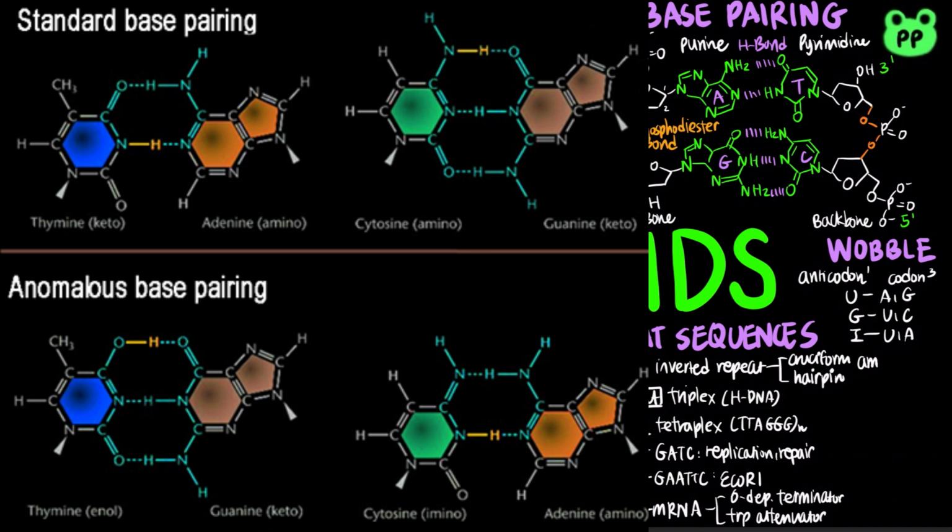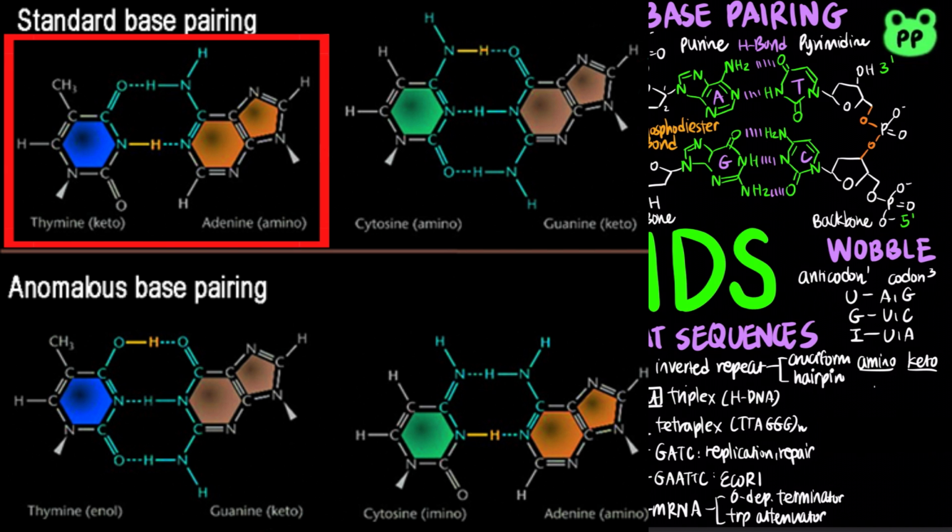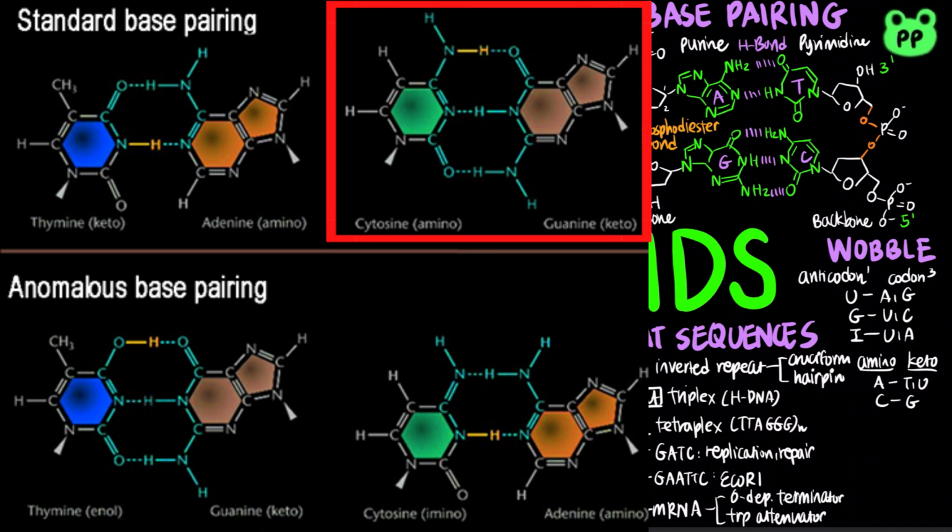The most stable forms of nucleobases occur in amino and keto forms. Amino form of adenine can base pair with keto form of thymine and uracil, and amino form of cytosine can base pair with keto form of guanine.